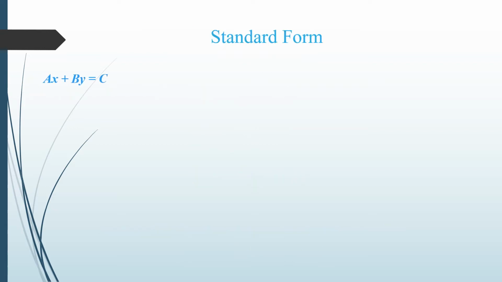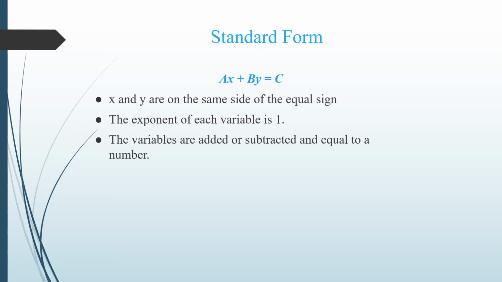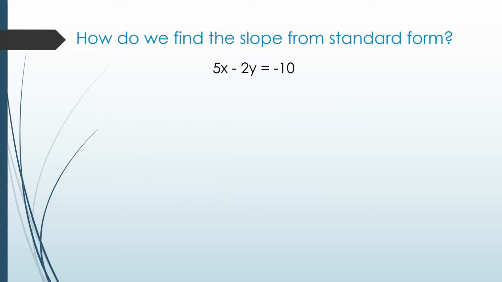Okay, so just a few other things to remember about standard form. The x and the y are going to be on the same side of the equal sign. The exponent of each variable is 1, so there's not going to be any exponents there. It's an invisible 1. The variables are either going to be added or subtracted to equal that number. And there are no square roots or radicals in this equation. Every one of these standard form equations will make a linear graph, so it will make a line on a graph.